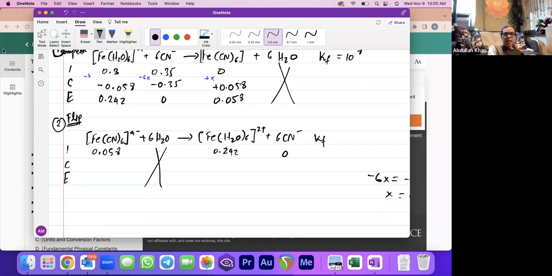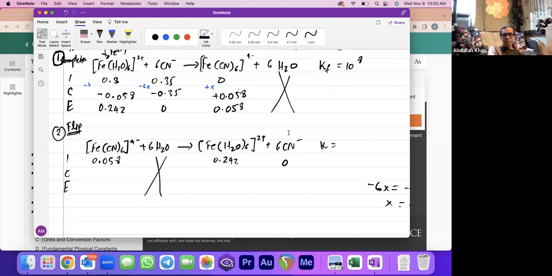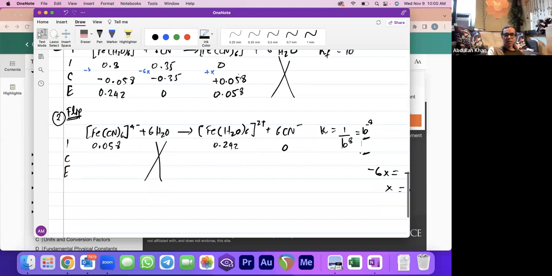So what will be the K value here? What happens to the K value when you flip an equation? One over K. The K becomes reciprocal. K also flips. So this is 1 over 10 to the 8, which is 10 to the negative 8. Nice, small value. That's what we wanted.